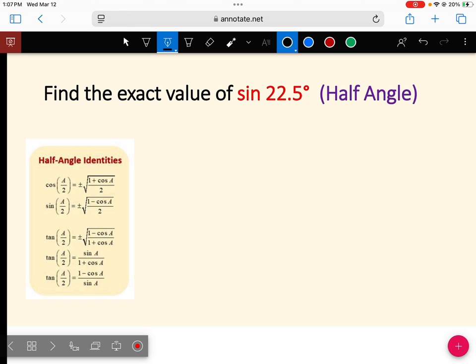Okay, so in my honest opinion, these are the hardest identities, okay? Only because they look really ugly. Because if you look at these identities, they have a square root and they have a fraction. So it's doing a lot.